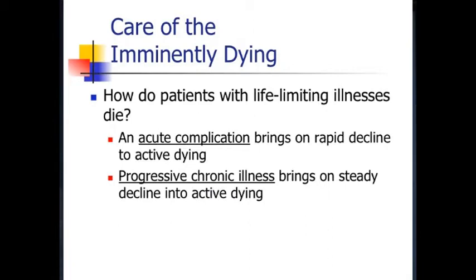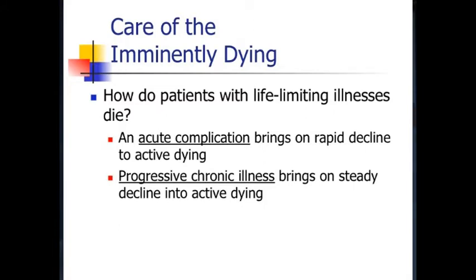So how do patients with life-limiting illnesses die? Conceptually, it's probably best to consider that they can die from an acute complication that brings on a rapid decline. So these are patients who are slowly declining with some sort of a chronic progressive illness and then have an acute complication and die almost in a sense unexpectedly. And then there are patients who have a progressive chronic illness that steadily declines to a phase of active dying in a way that surprises no one.